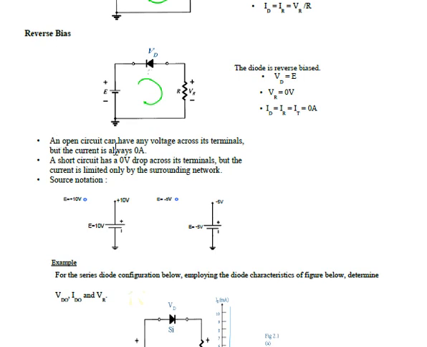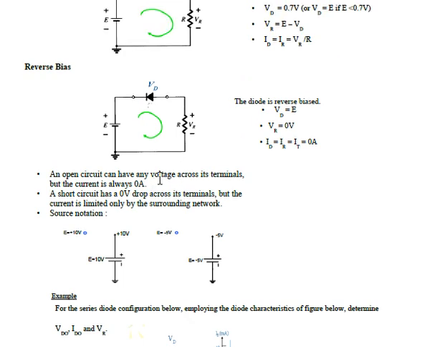So, sabi dito, an open circuit can have any voltage across its terminals but the current is always 0. So, pag yung circuit mo kay open circuited siya, that's like what we have here when the diode is reverse bias, magiging open circuited to. So, wala nang dadaan dito na current. Okay? But the voltage can have any value depending on the value of the source voltage. So it means that whatever the value of the source voltage, pag open circuited siya, that is also the voltage across the diode.